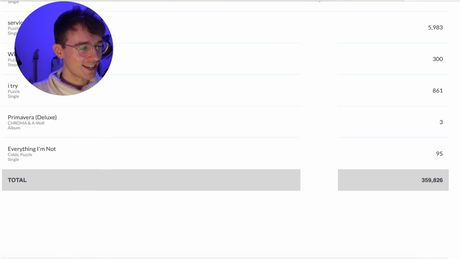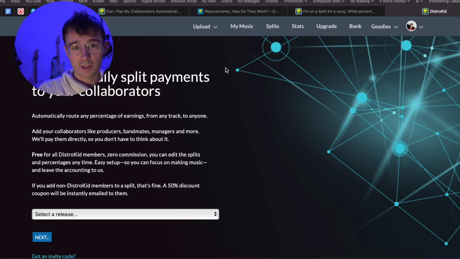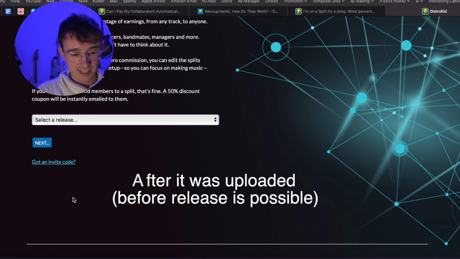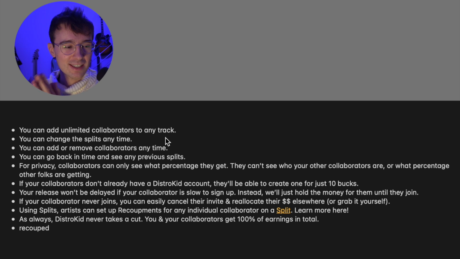But if, for example, you would get 50% of a 4-track EP, then you would get 12.5% of the full EP's sales price. I hope my math is correct right now, but this is how it essentially should be working. Splits, by the way, can only be added after the song was released. So you really see how easy it is.